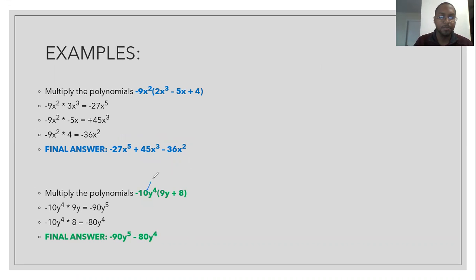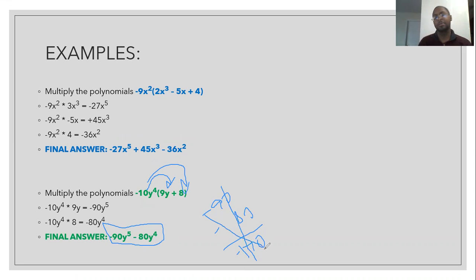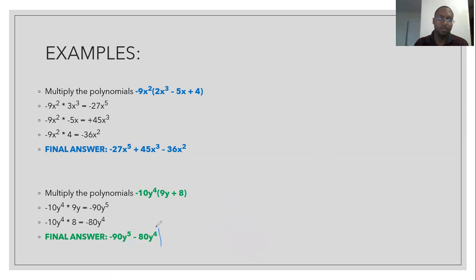This is very similar. Multiply that by that, this by that, you'll get this. Now I would love to be able to go negative 90 minus 80 and get negative 170. That would be great. No. I cannot do that. They are unlike terms. I cannot subtract unlike terms. So this is the final answer. That's it.